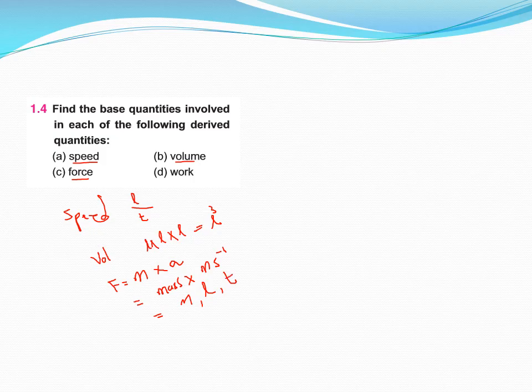Okay. Similarly, for work equal to force times distance, the quantities involved in force we just talked about here: mass, length, and time, and also the distance is measured in length, meters. So again, 3 quantities are involved in work.